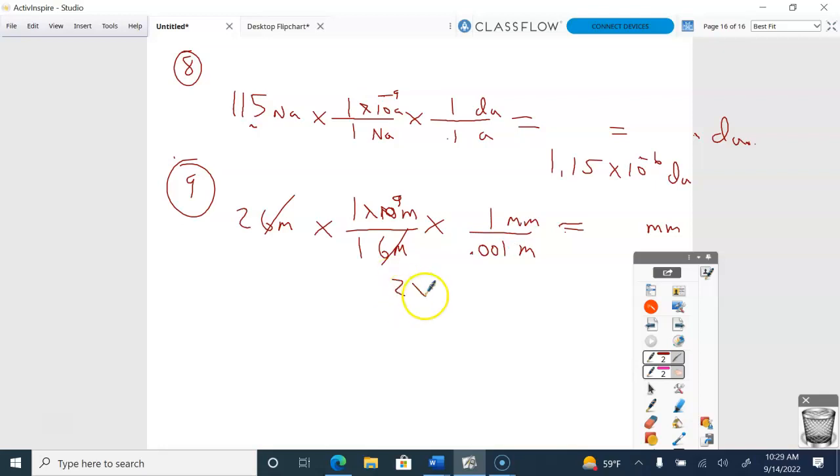I get 2 × 10^12, which is probably how your calculator is going to write it. If it writes a whole bunch of zeros, just count the zeros carefully and write 2,000,000,000,000 and call it a day. Okay. All right. Moving forward.